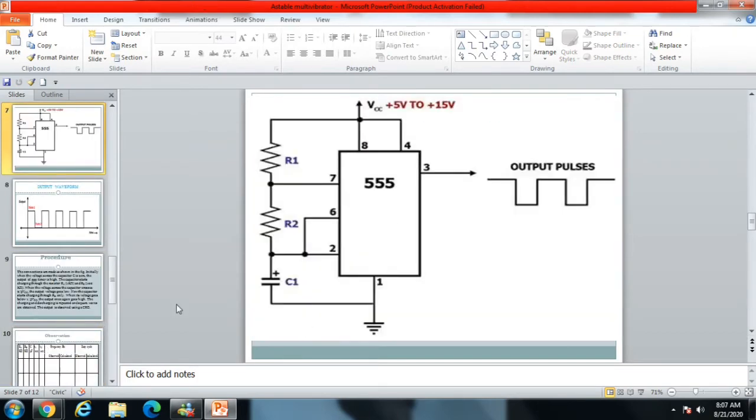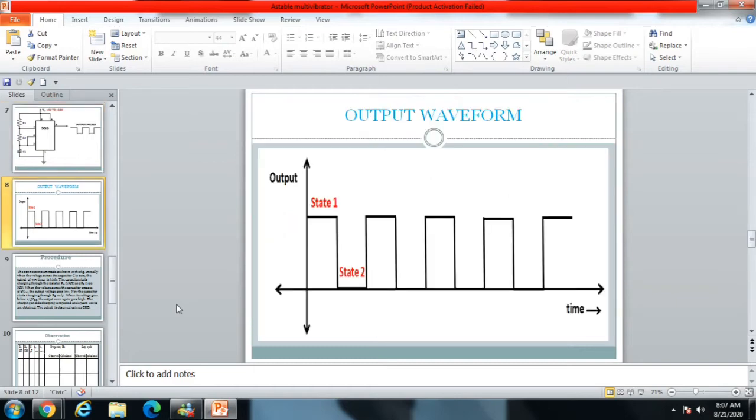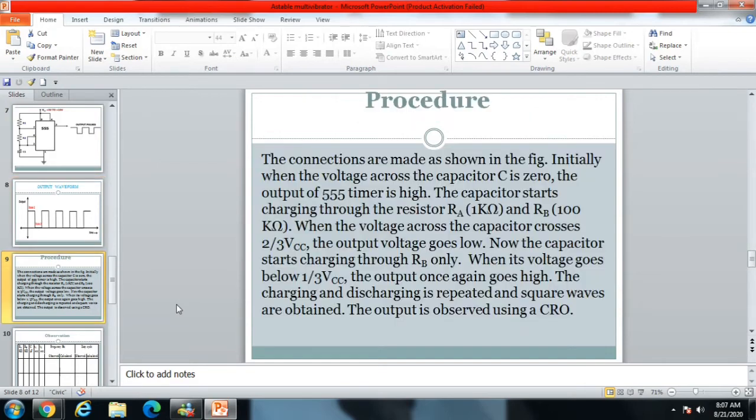So the output for this practical will be like this. Output pulse: it will be like a square wave. On state is otherwise called state 1, off state is state 2, on, off, or high, low, or digital 0, 1, etc. X-axis is time, Y-axis indicates output voltage.